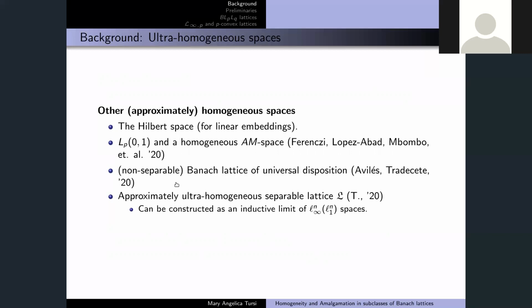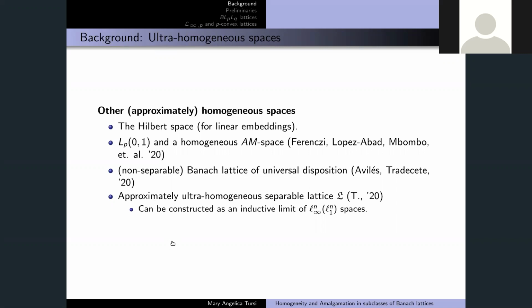These were shown pretty recently to have these homogeneity properties for Banach lattices and lattice embeddings. Also, there was a Banach lattice of universal disposition, another term that's very similar to homogeneity. This space, constructed by Avilés and Tradacete, has full homogeneity, full commutativity, but then you lose separability in order to get that extreme level of homogeneity. But if you allow some wiggle room in the commutativity, you can get an approximately ultrahomogeneous separable lattice. And this was something I constructed last year.